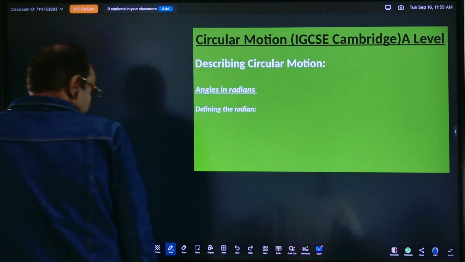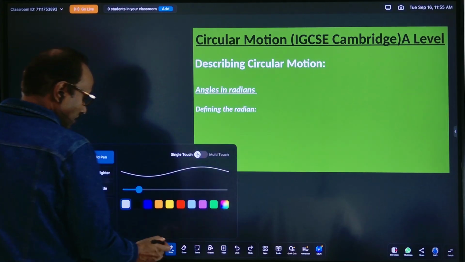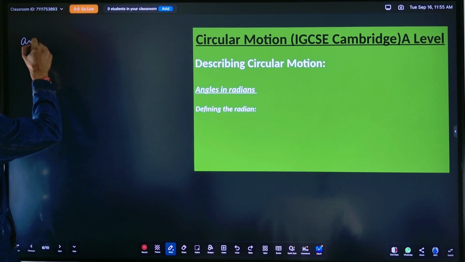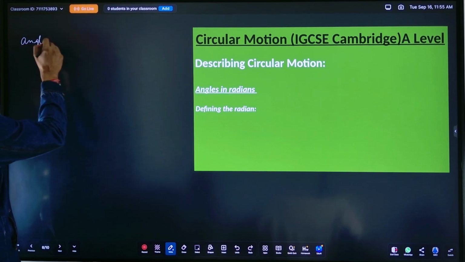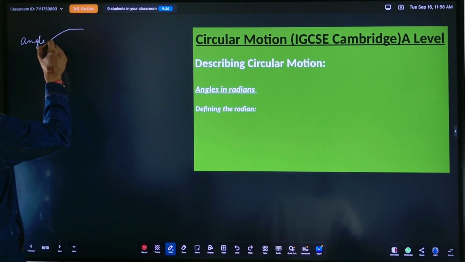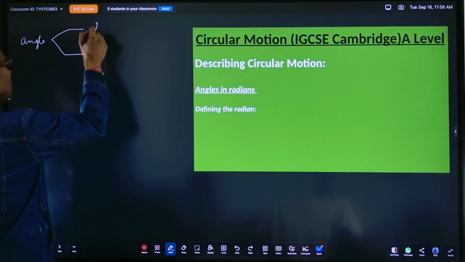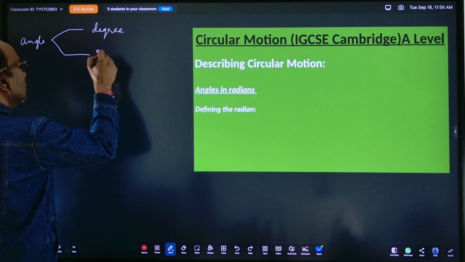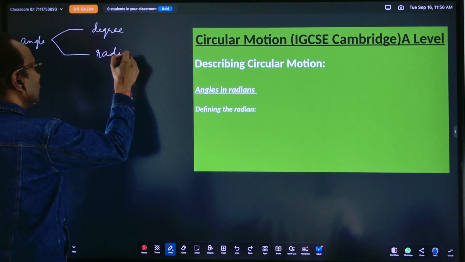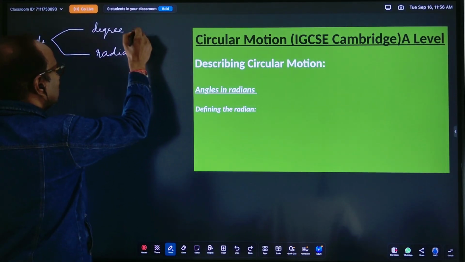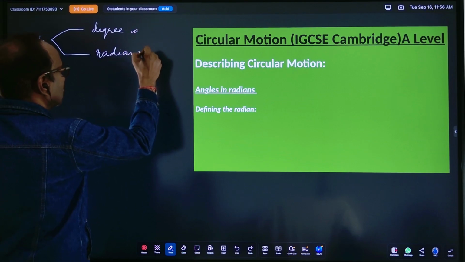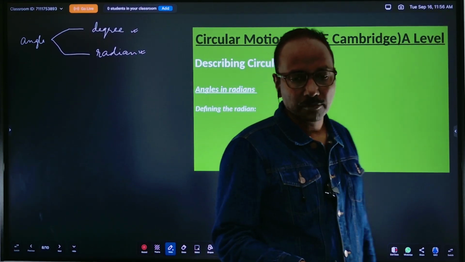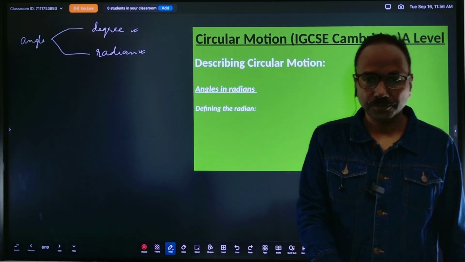In simple words, an angle is defined by two units. One is in degree, one is in radian. These two are different, but there is an interrelation between these two, which we will establish today.